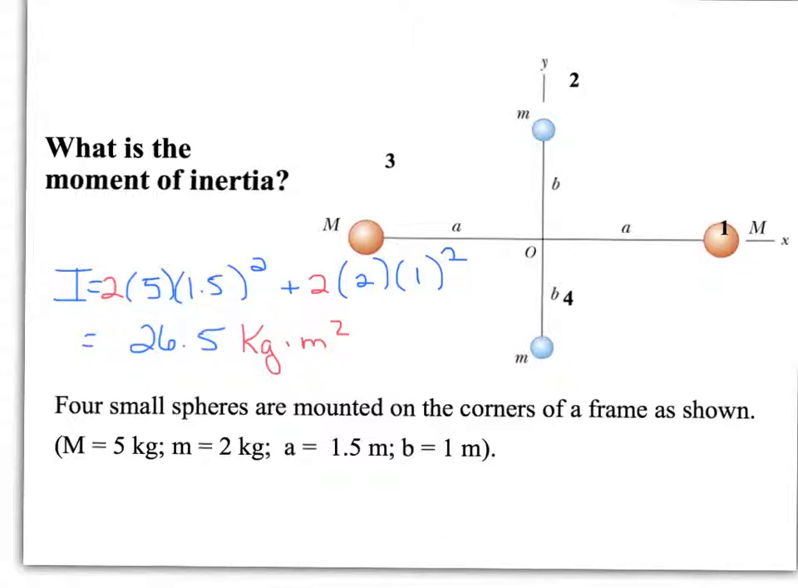And when we go ahead and calculate the moment of inertia, we have 2 of the larger masses plus 2 of the smaller masses, and our total comes out to be 26.5. And the unit on moment of inertia, again, it's not a pretty unit, but it comes directly from the relationship. So it's mass times radius squared, so we have kilograms times meters squared as our unit. And this is the end of Unit 8, Lesson 2.